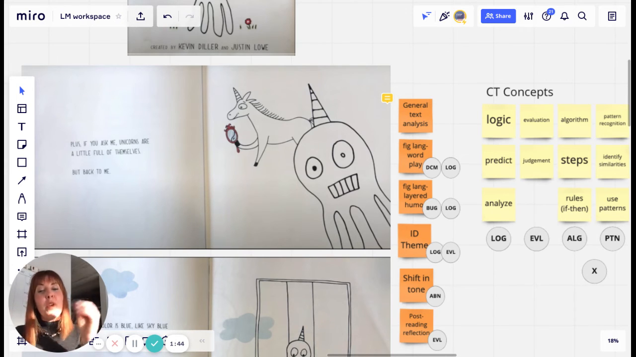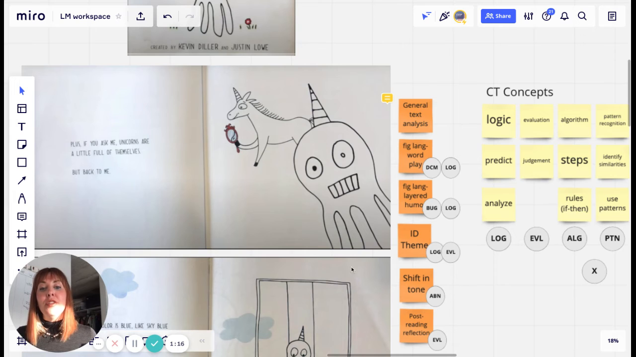And then we know that we always, as good readers, go back to, okay, "full of themselves, but back to me." Oh, I get it. He's making fun. He's being full of himself also. Okay, that's the joke. So, in that way, when we think in computational thinking terms, we have debugged or we have solved a comprehension problem so that we understand a part of this text in a little more of a layered way. That's one example.